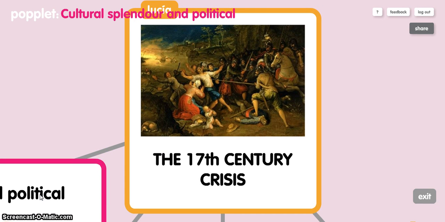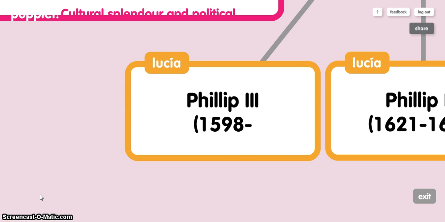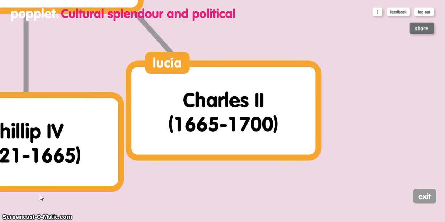The 17th century crisis. Three Habsburg kings reigned in the 17th century: Philip III, Philip IV, and Charles II. These kings chose ministers to help them govern the country. Some of these ministers became extremely powerful.